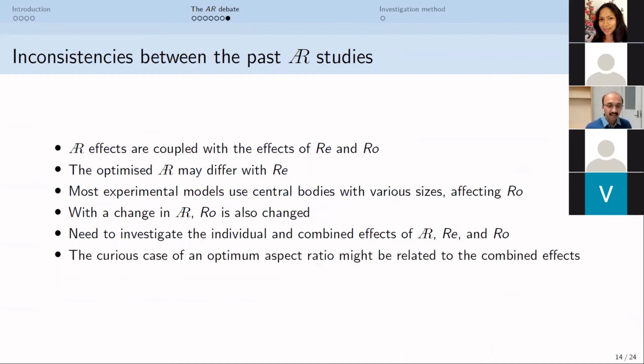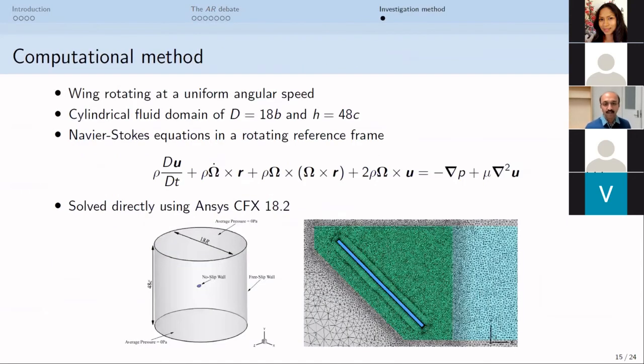And then we thought that the curious case of an optimum aspect ratio should be related to these unknown combined effects of these parameters. And then we decided to explore the individual and the combined effects of all of them and try to reconcile previous studies if possible. So I'll discuss what I did here.